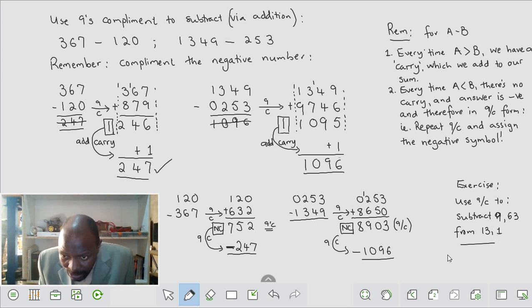So we are subtracting the other one. So 13,1 minus 9,63. Then you are going to even out the bits, make sure the bits are equal. Then this is the negative one. You're going to do the 9's complement of that one there. And when you've got a carry at the end, when you say you are adding the carry, you are always going to add the carry to the least significant bit.